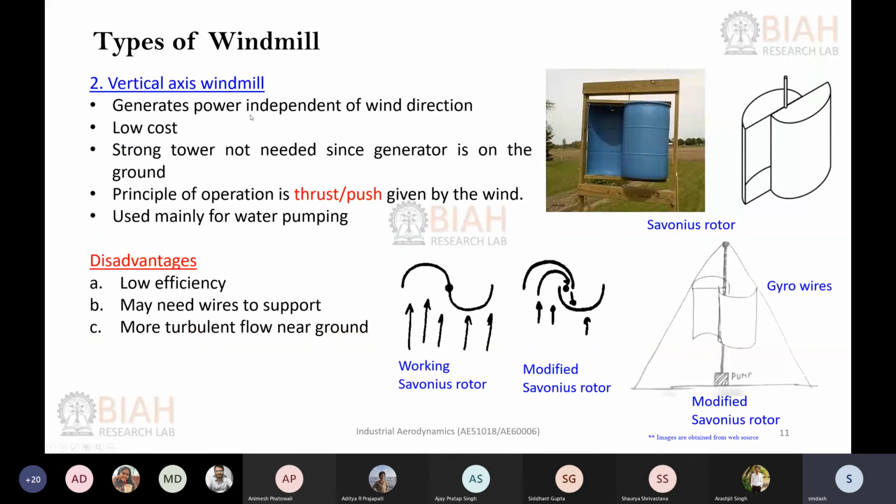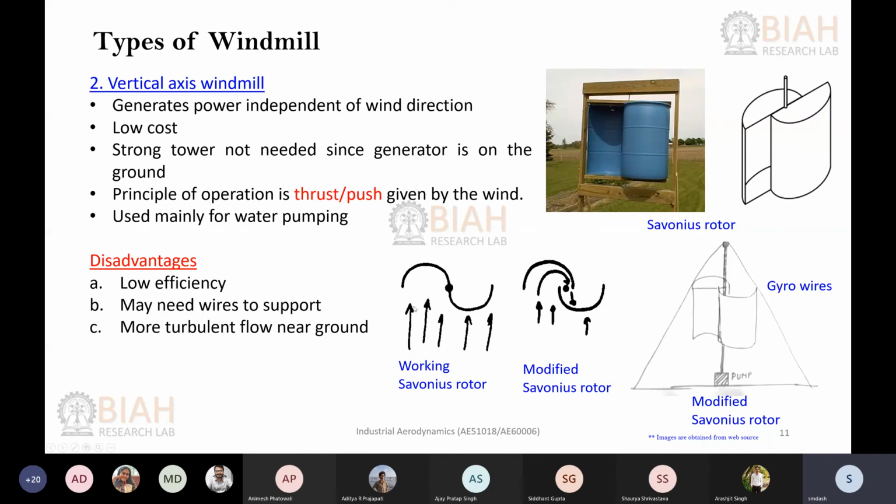Going to the second type, the vertical axis wind turbine. The oldest one is the Savonius rotor, and this is pretty simple to design. You can design it using a drum. You can see here, if you cut the drum into 2 halves and place them in a slightly offset manner, what will happen when the wind blows is it will start to rotate.